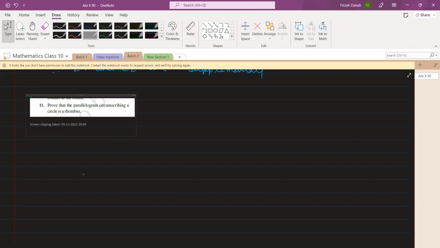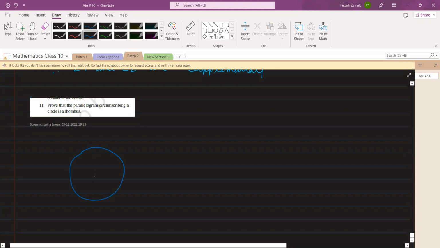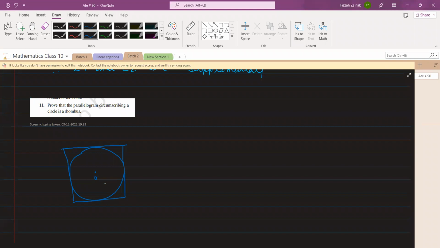Circumscribing means you have a circle, right? Circle with center O. The four sides are touching the circle. So there's a parallelogram like this. Please, if you can, make it somewhat better than mine. Anyway, you have to prove that this quadrilateral is actually a rhombus.